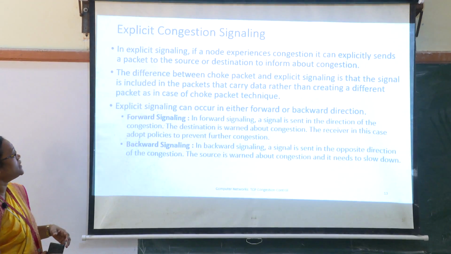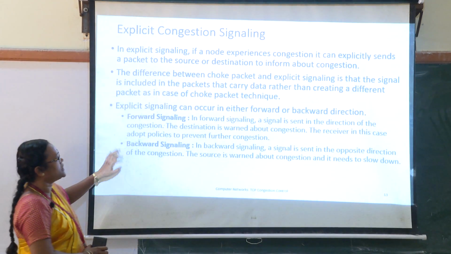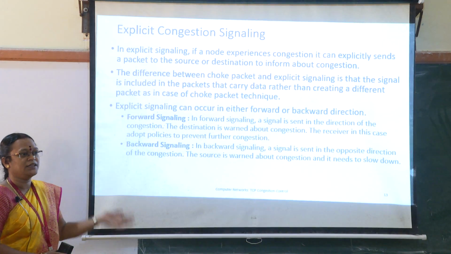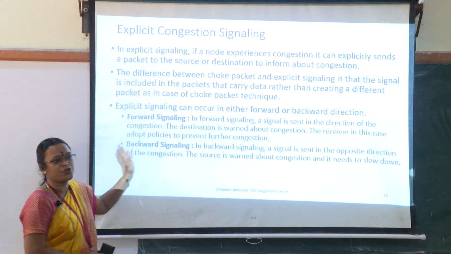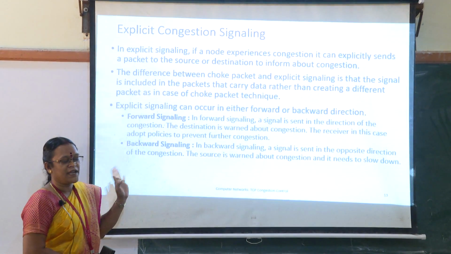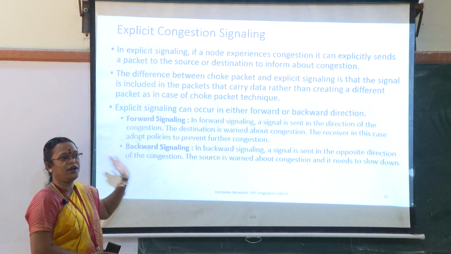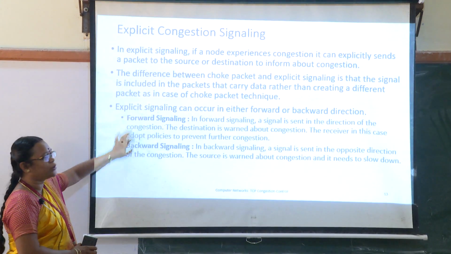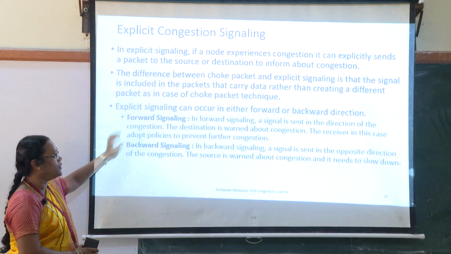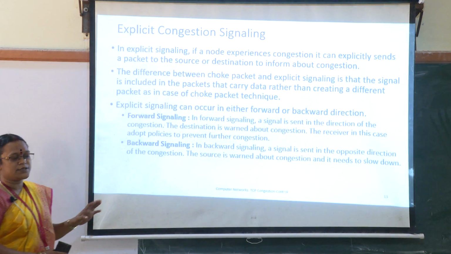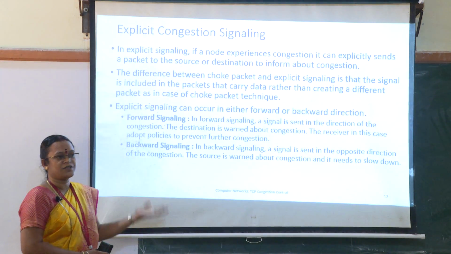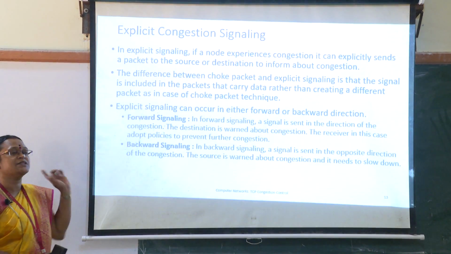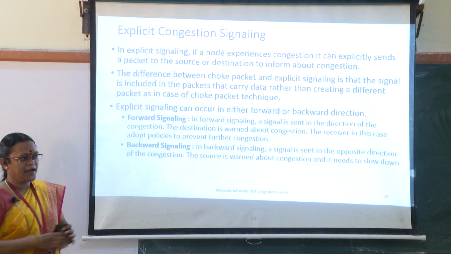Next, explicit congestion control. In explicit congestion control, the congestion that happened will be intimated either to the source or to the destination. That is called explicit. In explicit, you have 2 types of methods: one is forward, another is backward. That is nothing but the same thing we saw in back pressure.